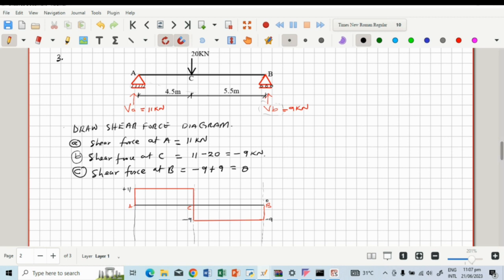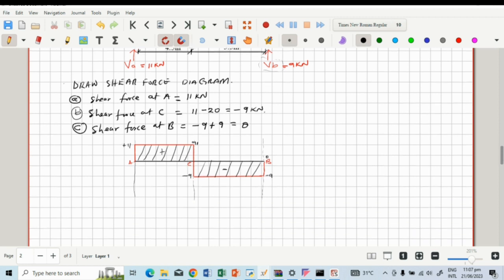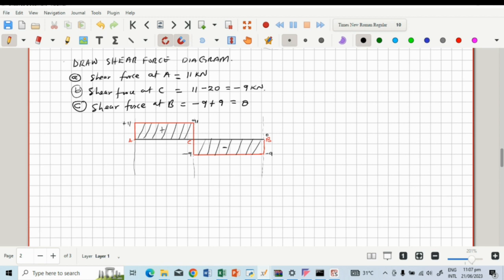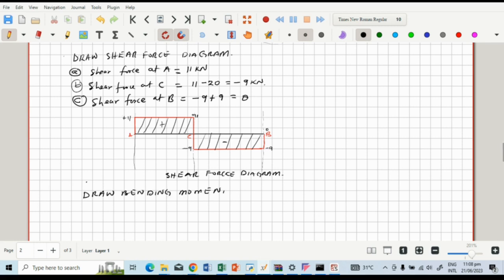This will be plus 11. Right. Okay, so that will be our shear force diagram. So this is positive and this is negative. So that will be our shear force diagram. Now let us go ahead and calculate, and then draw the bending moment diagram. So let us call this the shear force diagram. Now we move on to the bending moment diagram.